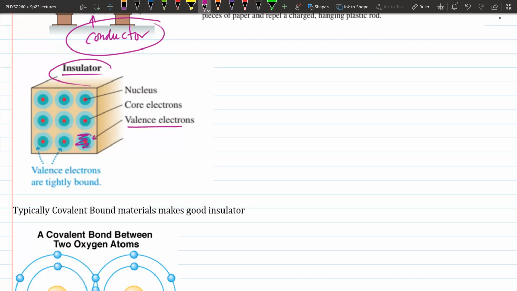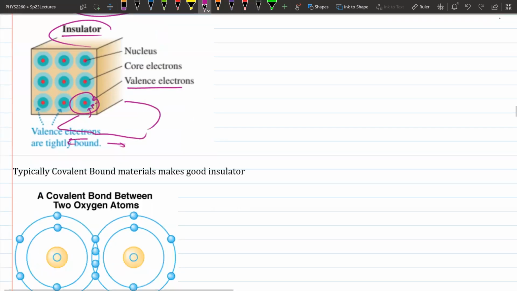So by rubbing my little wool hat against it, this atom will gain one electron. If I'm rubbing this plastic back and forth, it'll give it an electron, but this electron stays in the same place. It doesn't move around the material.